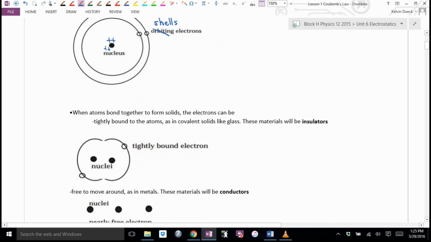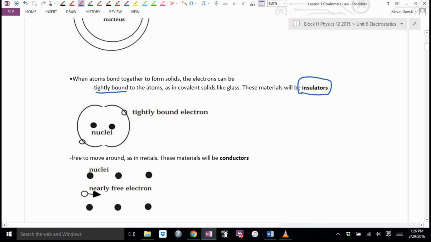Then when atoms bond together to form solids, these electrons can be tightly bound to the atoms, like glass. We call those insulators. They don't pass electrons through them very easily, very willingly. Or they can be free to move around, as in metals. These will be conductors. So you can have nuclei with tightly bound atoms, or you can have nearly free atoms, and the electrons are free to go from atom to atom to atom, nucleus to nucleus to nucleus, and they're free to move around.